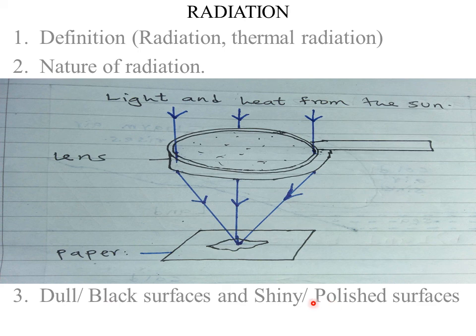You also need to know that shiny or polished surfaces, which are poor emitters of radiations, are very good reflectors of radiation. So poor emitters of radiations, which are the shiny or polished surfaces, are very good reflectors of radiations.